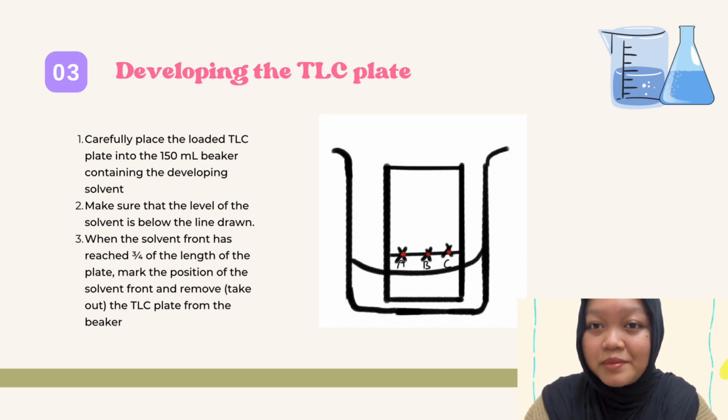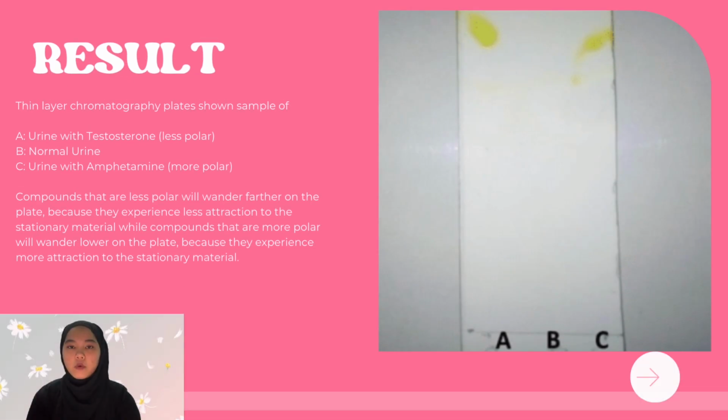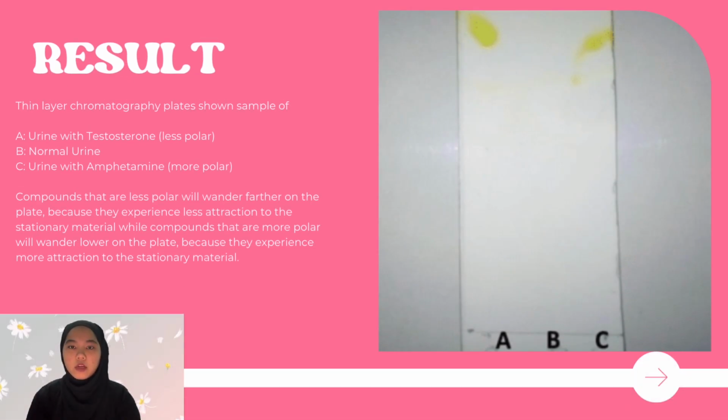For further discussion about the samples, we will now continue with the results. Next, we will move on to the results. The thin layer chromatography plate shows that A, testosterone, is less polar, B is normal urine, and C, amphetamine, is more polar.